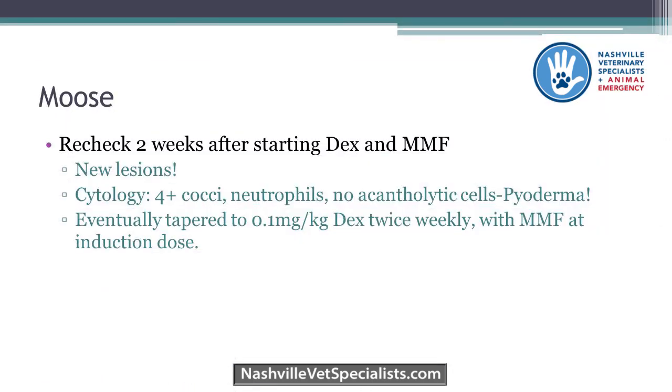But that's the segue to Moose. So we had him on Dex and mycophenolate for 2 weeks, and he had like 2 or 3 new little lesions. So we're like, why isn't this dog responding? We have him on a more powerful steroid. We have him on a second immunosuppressive agent. We do cytology on the lesions. It's 4+ cocci and neutrophils with no acantholytic cells. He's got pyoderma. So it's worth doing every time.